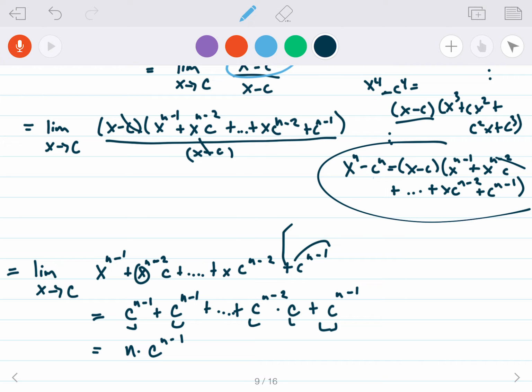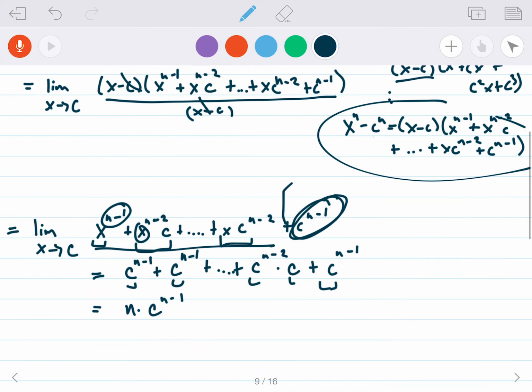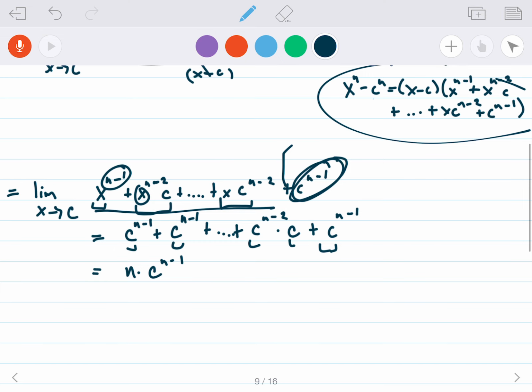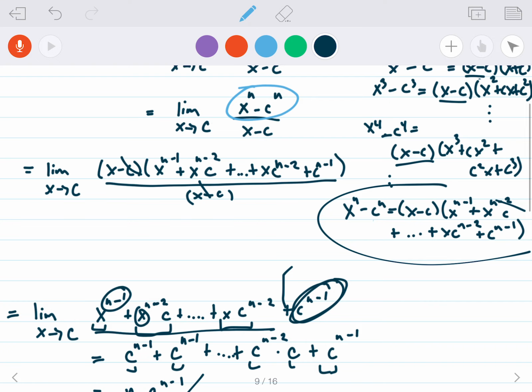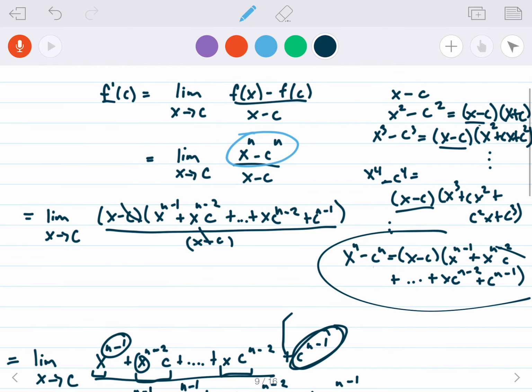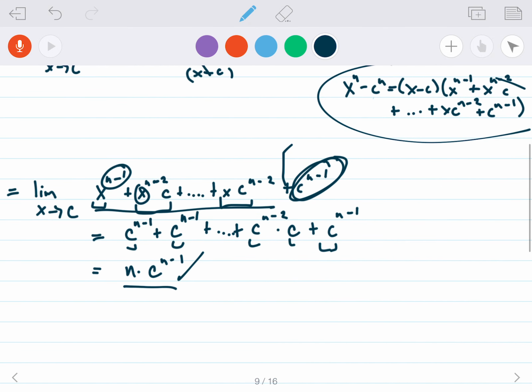Because here's a c to the n minus 1 to start out with, and each of these terms is going to collapse to c to the n minus 1. And there's n minus 1 of those there. So in total, there are n minus 1 c to the n minus 1s plus this guy, so that's n c to the n minus 1s. Okay, and we're done. So we found that f prime of c was indeed equal to n times c to the n minus 1, and so we've shown the power rule.